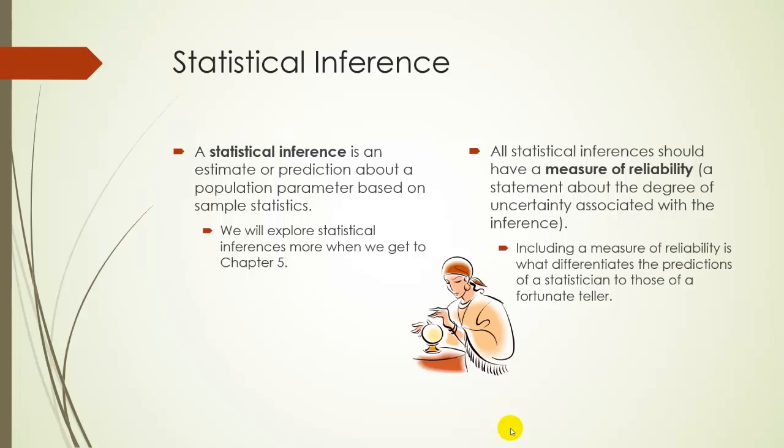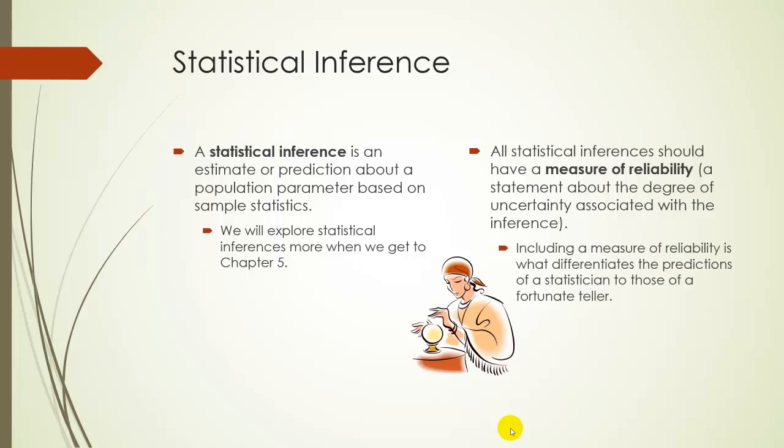Regarding statistical inference, a statistical inference is an estimate or prediction about a population parameter based on sample statistics. We'll explore more on this when we get to Chapter 5. But one thing I want to make a comment on is that when we do make statistical inferences, one thing to keep in the back of your mind is that they must accompany a measure of reliability. You must include one. In other words, how certain are you of your answer?